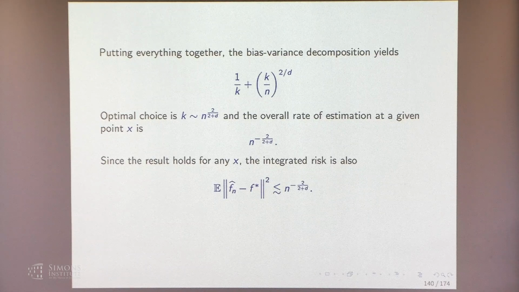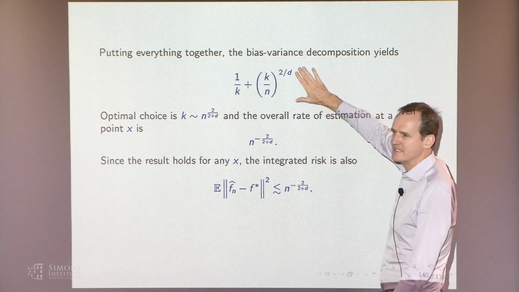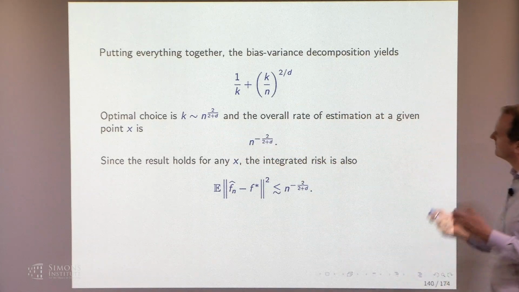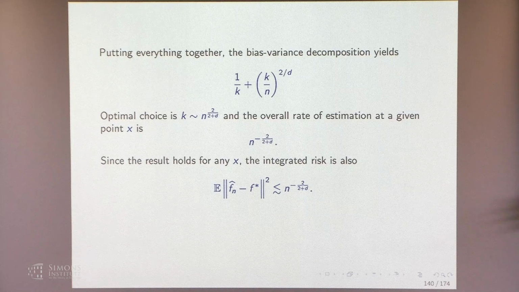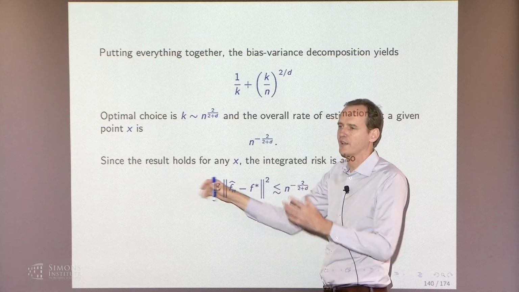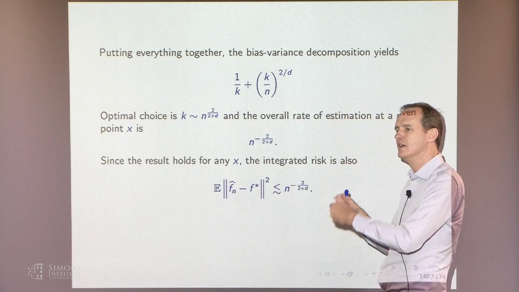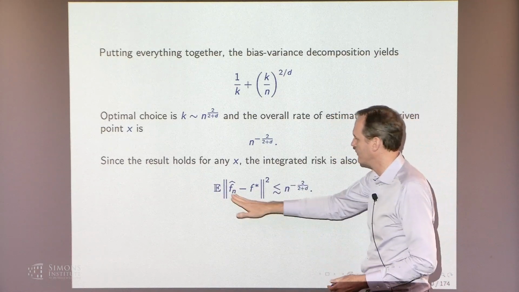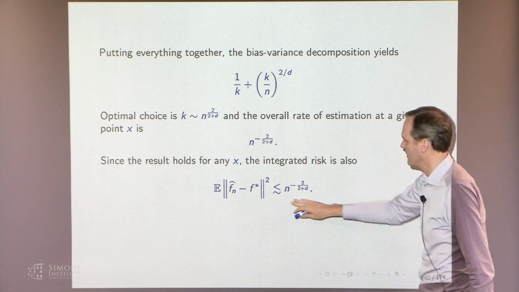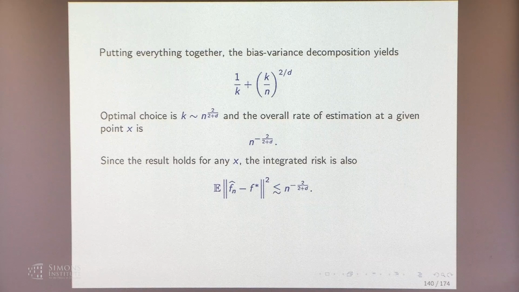And if you pick the right choice to optimize this bound at least, then the combination of the two looks like n to the minus 2 over 2 plus d. And then we just integrate across x's to say that the expected squared distance, which is equal to the quantity we care about, right? The excess prediction risk for this k nearest neighbor method above the optimal goes down like n to the minus 2 over 2 plus d.